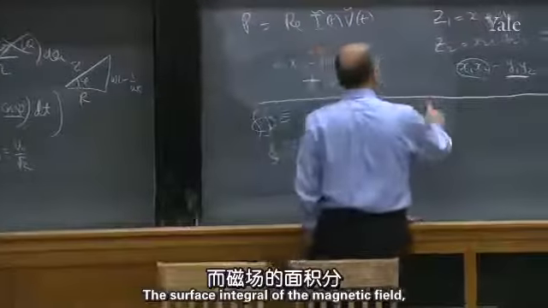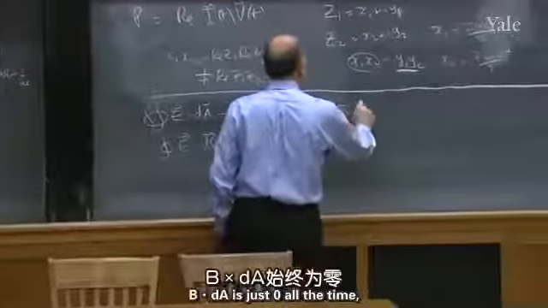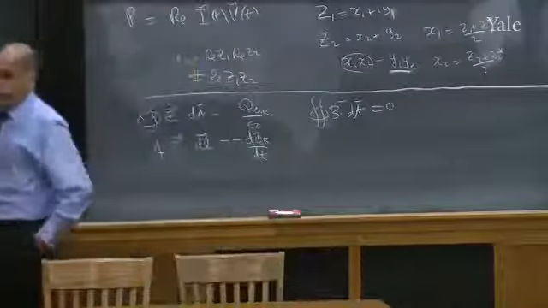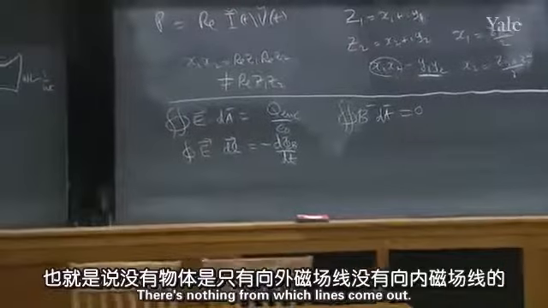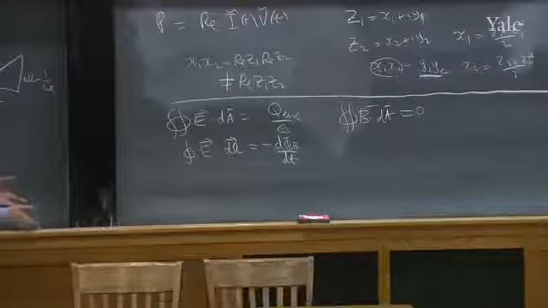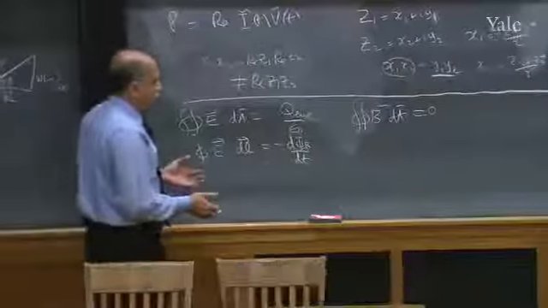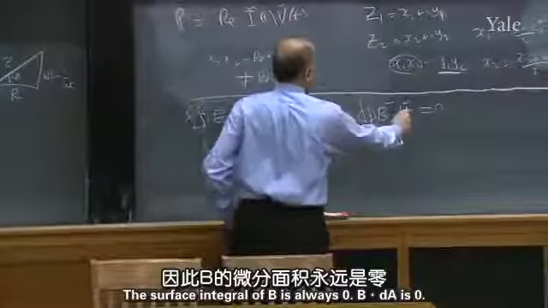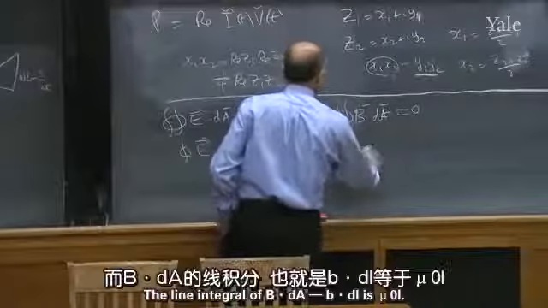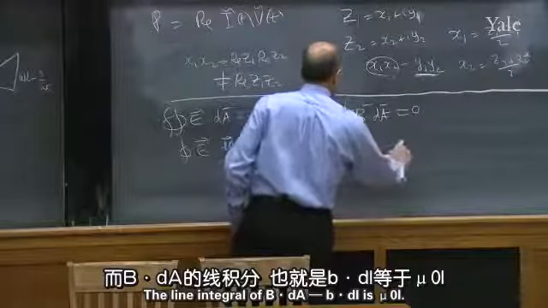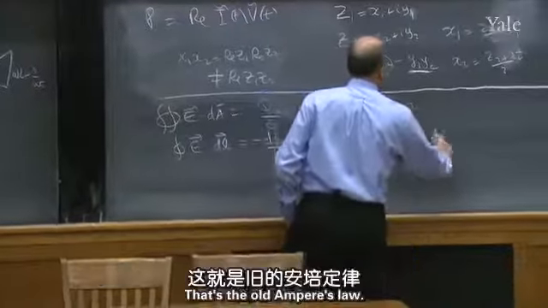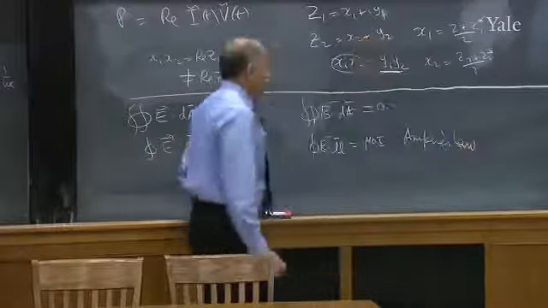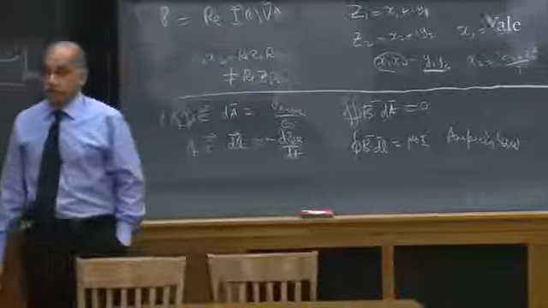The surface integral of the magnetic field, B dot dA, is just 0 all the time because there are no magnetic monopoles. There's nothing from which lines come out. So if you integrate any configuration, the lines don't start and end anywhere, so whatever enters the surface leaves the surface. So the surface integral of B dot dA is always 0. The line integral of B dot dL is mu 0 I. That's the old Ampere's law. These are the 4 equations we have.